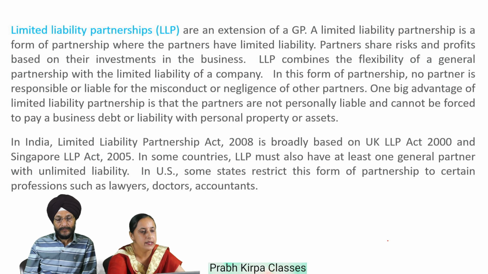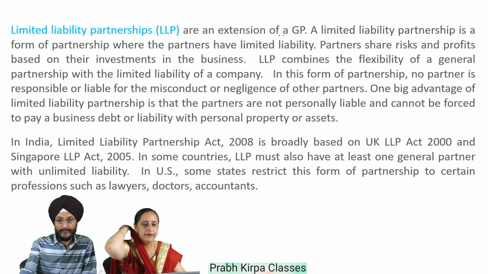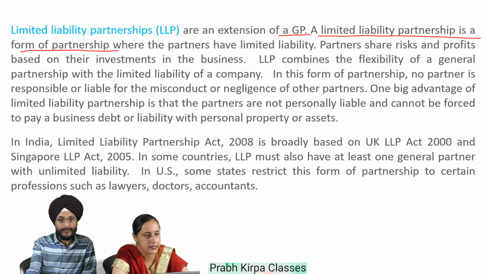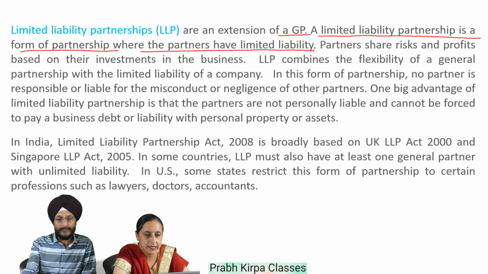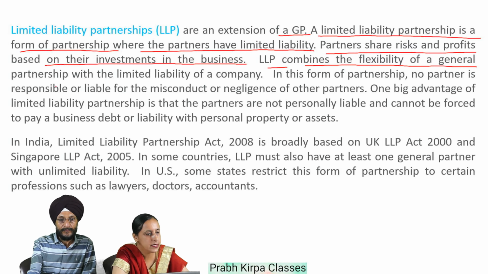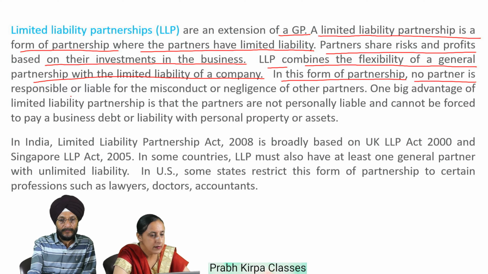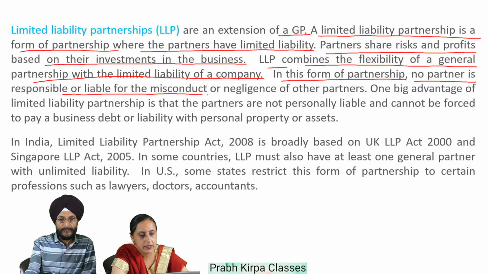Limited liability partnerships are an extension of a GP. GP here stands for General Partnership. A limited liability partnership is a form of partnership where the partners have limited liability. Partners share risk and profit based on their investments in the business. LLP combines the flexibility of a general partnership with the limited liability of a company. In this form of partnership, no partner is responsible or liable for the misconduct or negligence of other partners.